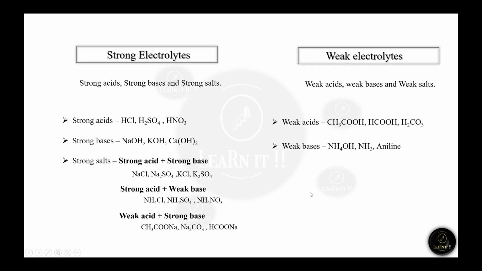For weak electrolytes, weak salts include the salts made up of weak acid and weak base. Here we get ammonium acetate, ammonium formate, ammonium carbonate. All these are weak salts. When they are dissolved in water, we get weak electrolytes. Strong electrolytes undergo complete dissociation. Weak electrolytes undergo partial dissociation, as discussed before. This is all about the electrolytes.